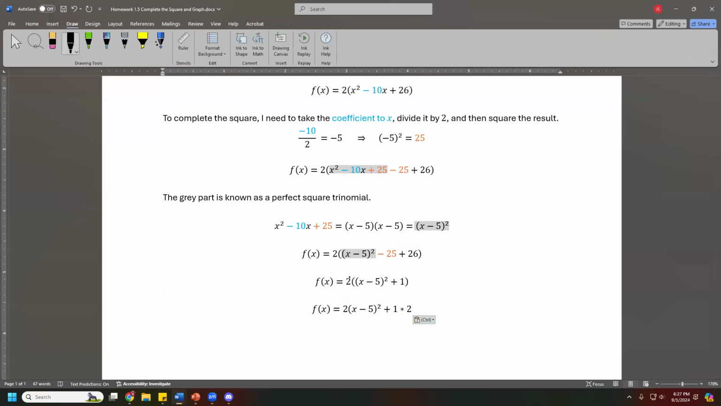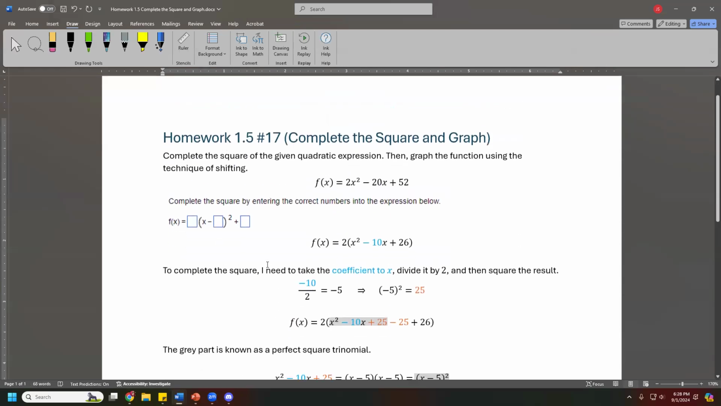I'm going to go ahead and draw my distribution lines. So 2 goes to the parentheses and 2 goes to the 1. And now 2 times 1 is just 2. So this right here, this is my vertex form. This would be my final answer. Okay, so this is how to complete the square.